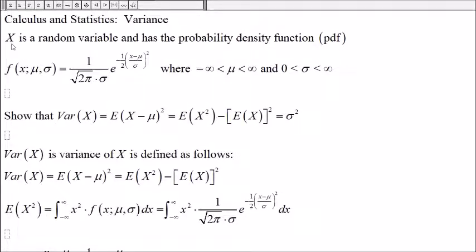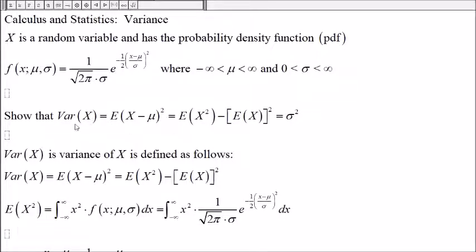Here we have X, a random variable with the normal probability density function. We want to show that the variance of X is equal to sigma squared.